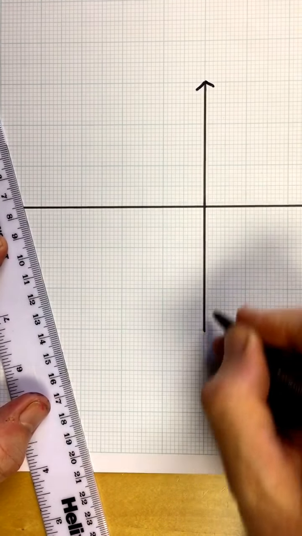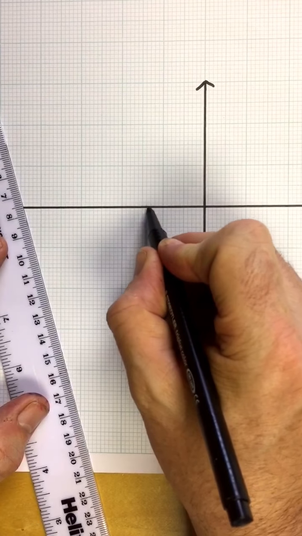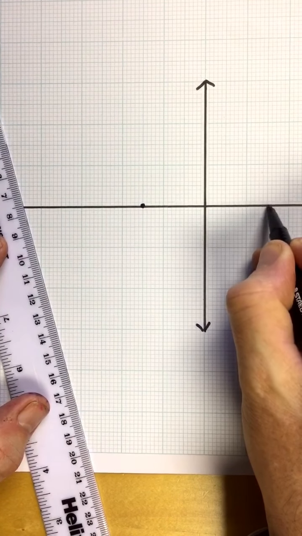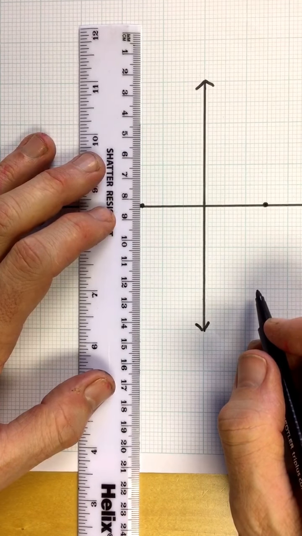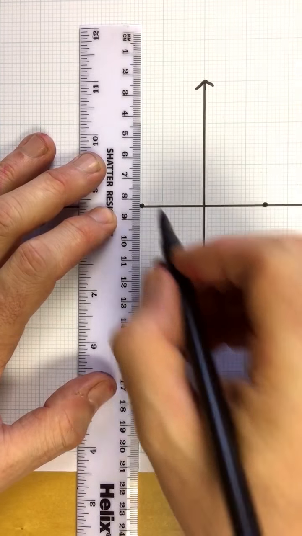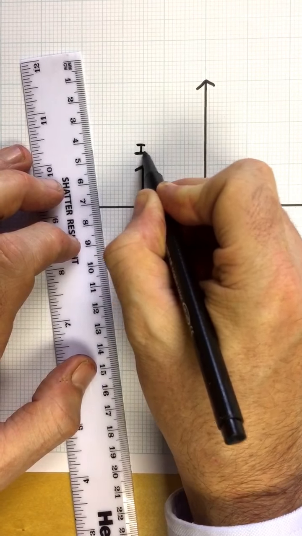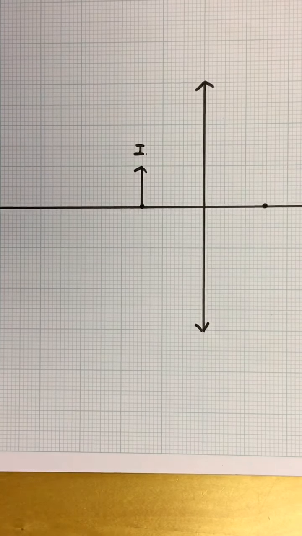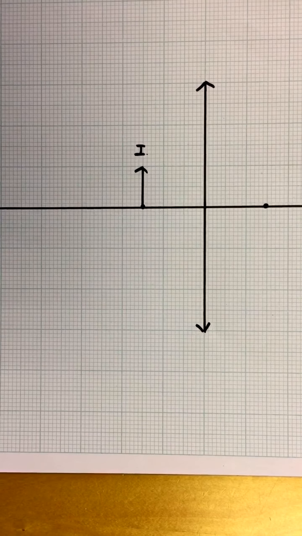Use our arrows to show that it is still a convex lens, and put in our focal point. And this time we can draw the image sitting directly on the focal point. Okay, so I can do the ray diagram for this now.